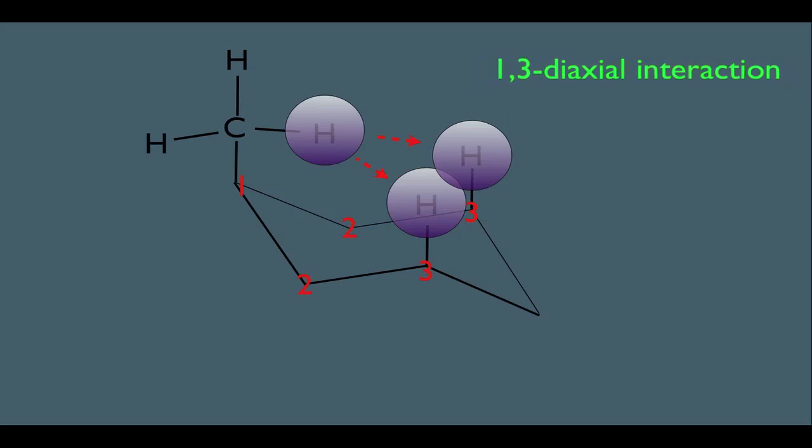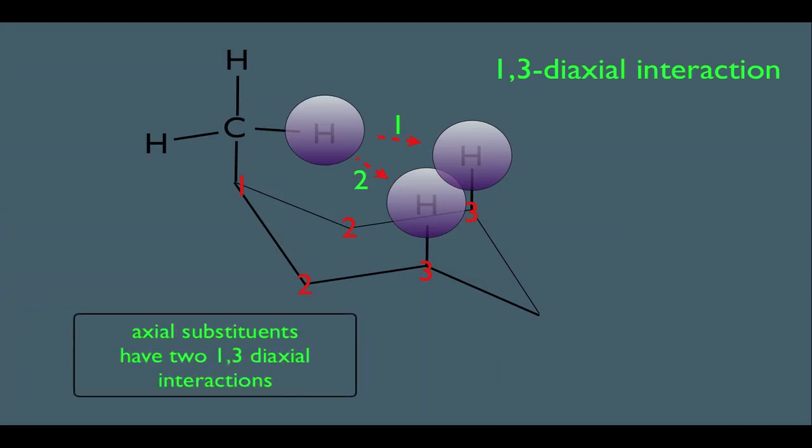We're simply learning again that all substituents that are non-hydrogen always have a 1,3 diaxial interaction with either hydrogens or substituents that are 3 carbons away on the ring. But notice here, it's not just one 1,3 diaxial interaction. This is one right here, and this is a second one right here. In fact, here's our principle that we need to remember, and that is axial substituents always have 2 1,3 diaxial interactions.